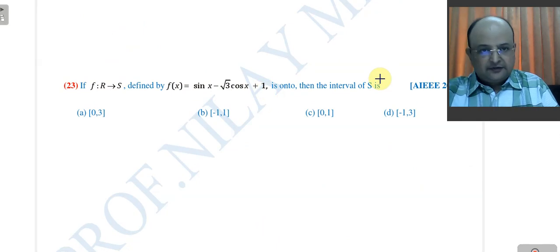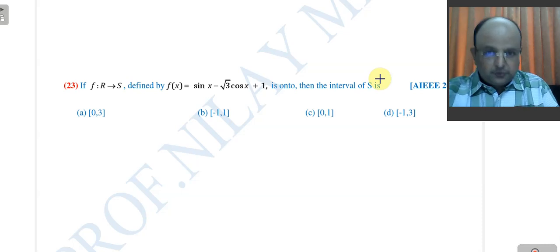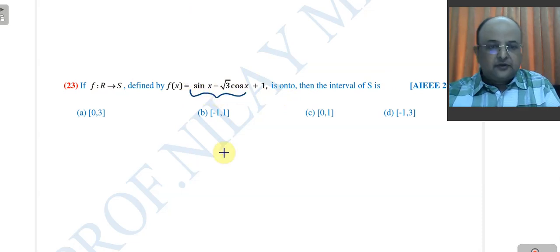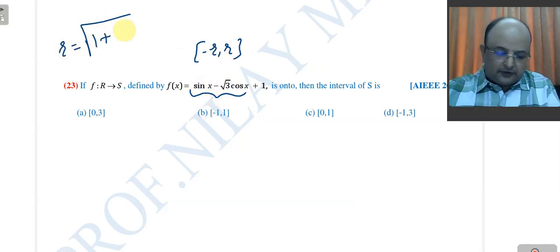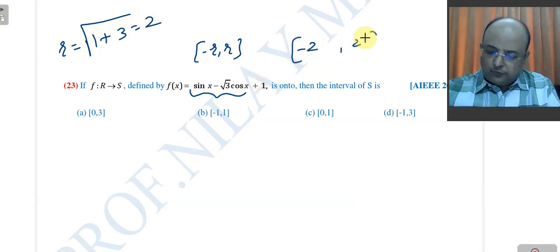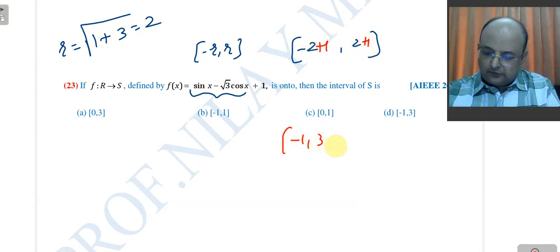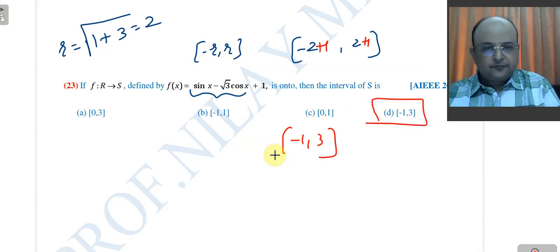Which chapter does it come from? Trigonometry, function, onto. You see how much has been combined. If you want onto, then the range must be the same as your codomain. So what is S? You know that the range of a cos x plus b sin x is the closed interval minus r to r. Your r is under root a square plus b square, that is 1 plus 3, that is 2. And I have to add 1. So that is minus 2 to 2, and adding 1, this is minus 1 to 3. Yes, it is here. Clear?